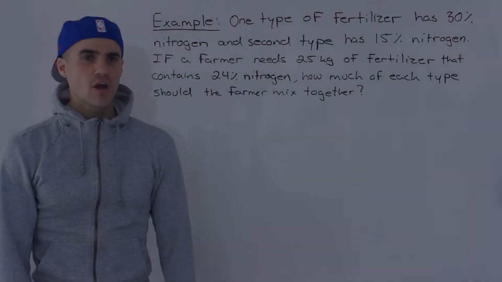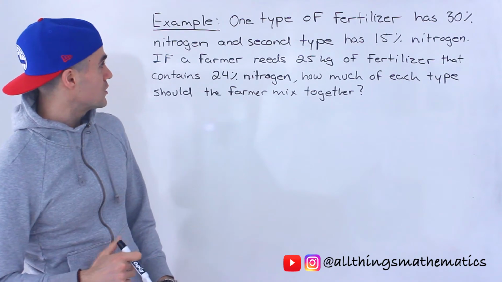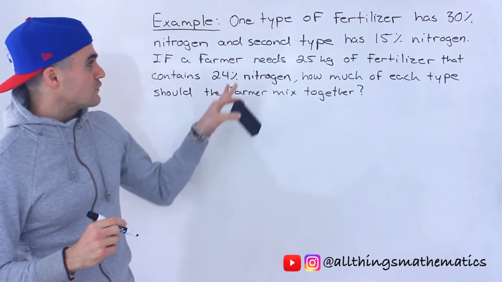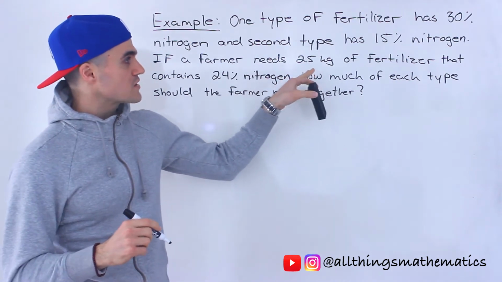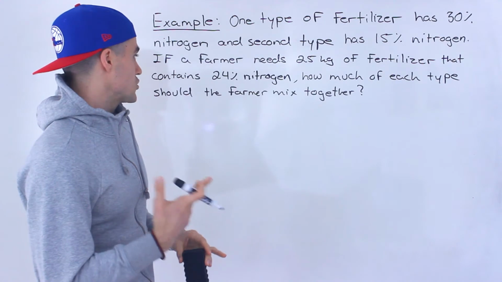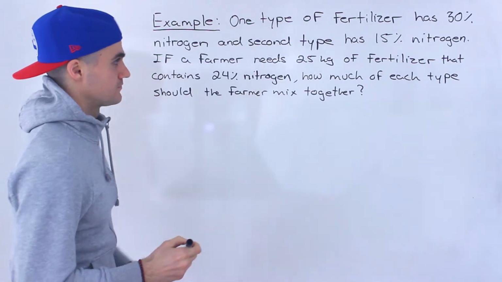Welcome back, everyone. Moving on to another linear systems word problem. One type of fertilizer has 30% nitrogen and a second type has 15% nitrogen. If a farmer needs 25 kilograms of fertilizer that contains 24% nitrogen, how much of each should the farmer mix together of these two types?